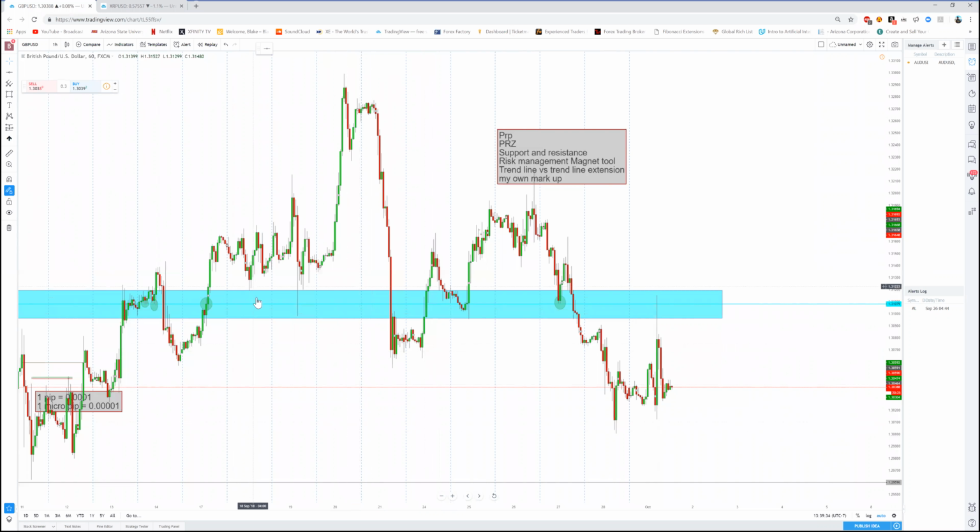A lot of times it does bounce off of the zone, as you can see here and here. This is something that you want the candle bodies to finish inside of. You want them to finish inside of the zone.